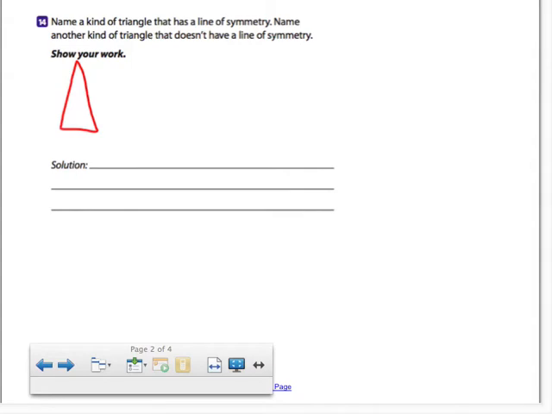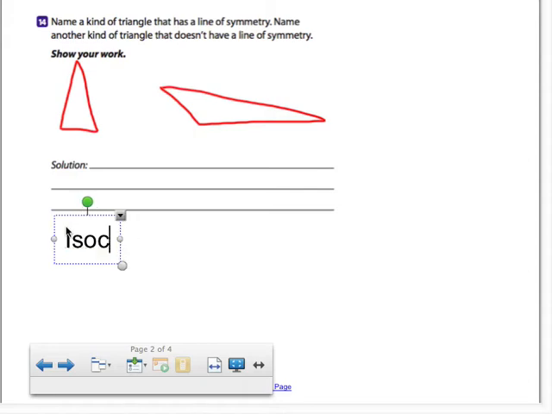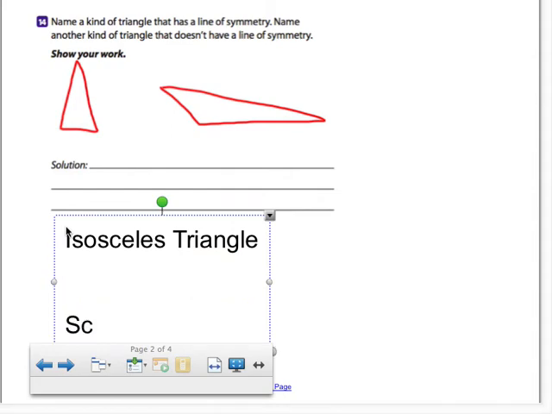And then there's a scalene triangle. Whoa, look at that crazy scalene triangle. Now, an isosceles triangle, I'm going to go ahead and write this down real quick. Oh, come on, computer. Are you kidding me? There we go. I'm going to type it right here. Isosceles triangle and scalene triangle. Cool. All typed up.